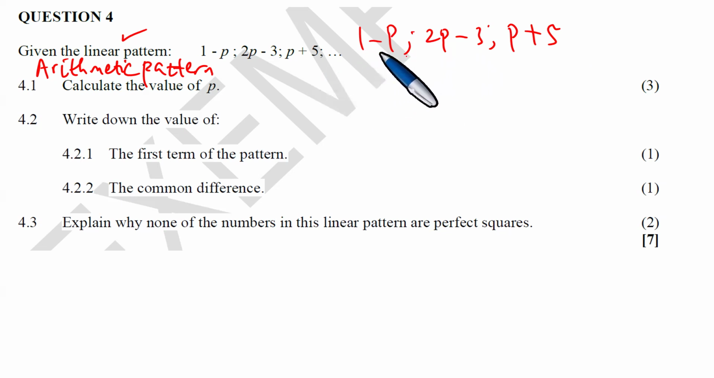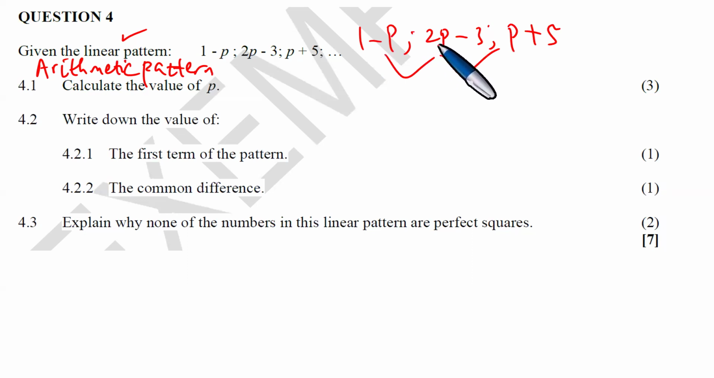So we have 1 minus p, 2p minus 3, and we have p plus 5. So we need to calculate the value of p. At this point, you can just find these first differences here.